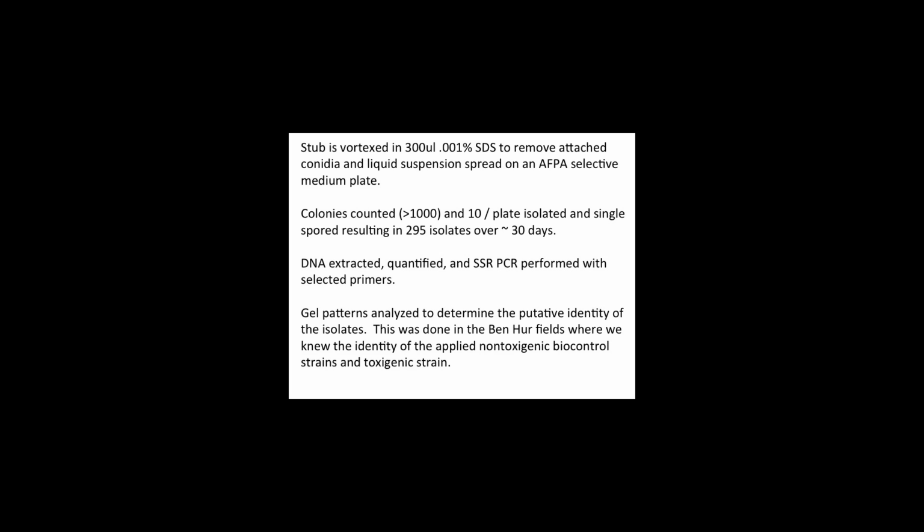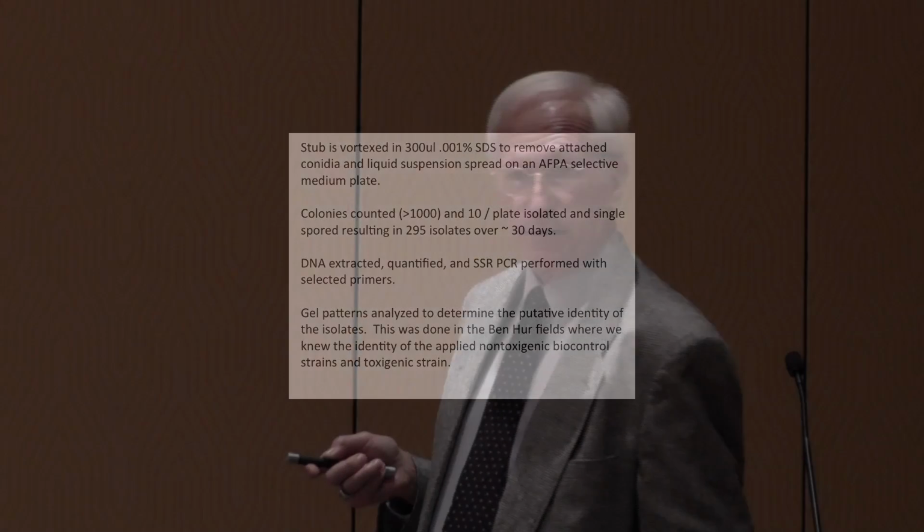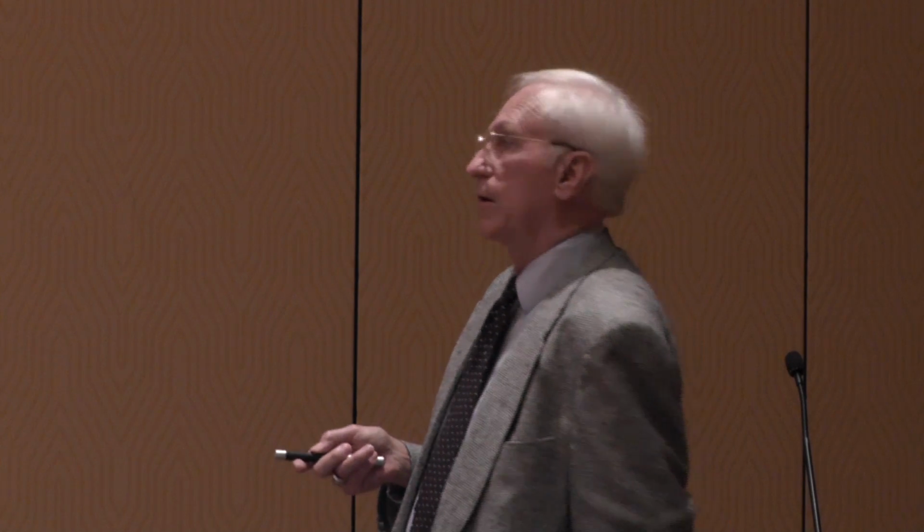We put that in a sterile tube. We take it to the lab, put in a little SDS, vortex it to remove the attached conidia, and plate that liquid suspension on AFPA selective medium plates. Count the colonies. Over about the 30 days we ran this experiment, we got over 1,000 colonies. We randomly picked about 10 per plate and isolated, single-spored, which gave us around 300 isolates.